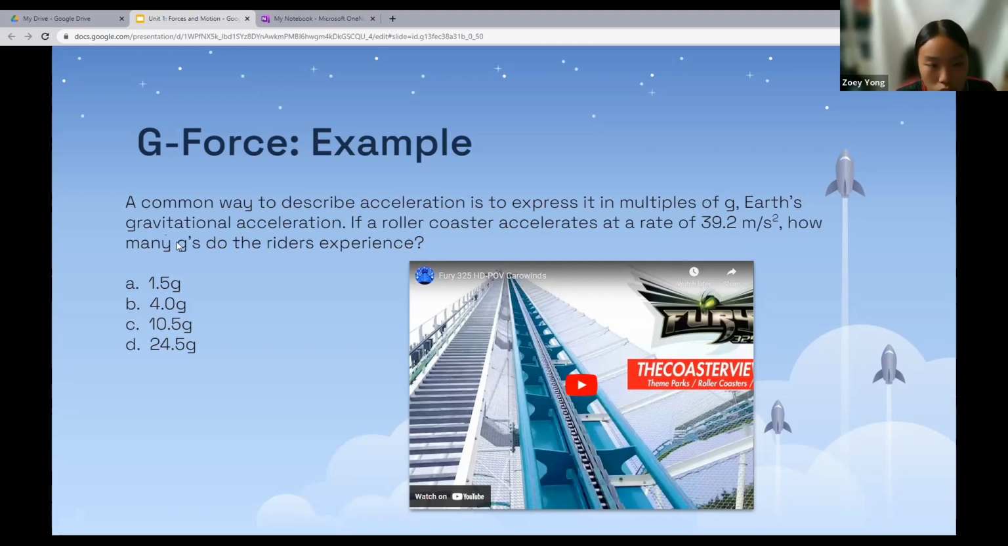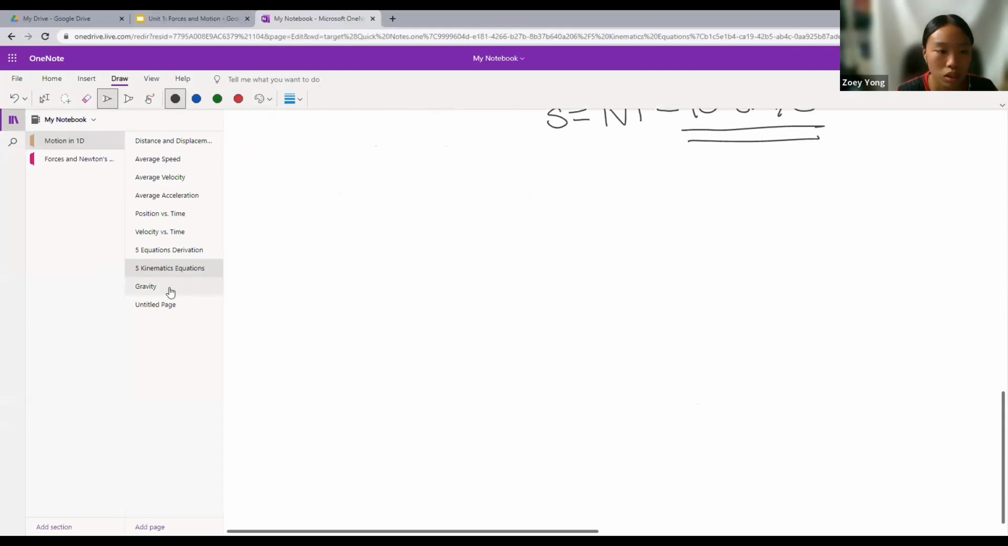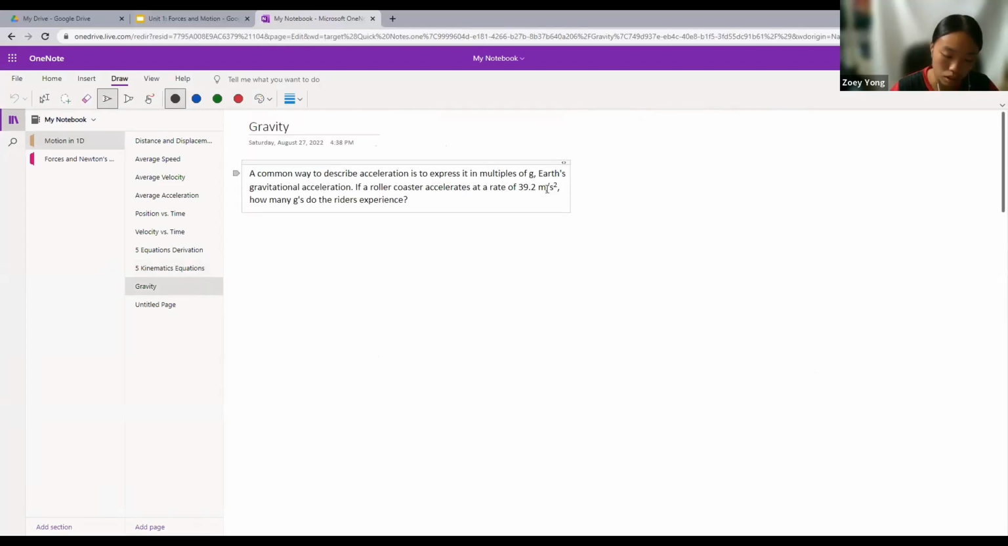First we're going to do this example and take a look at this roller coaster, and the answer we get here is the amount of g's you would feel while riding this roller coaster. So it's a pretty intense roller coaster actually. If a roller coaster accelerates at a rate of 39.2 meters per second squared, how many g's do the riders experience? Example is just really easy. What you need to do is divide a by g to see how many g's this acceleration is. How many times this g goes into this acceleration.